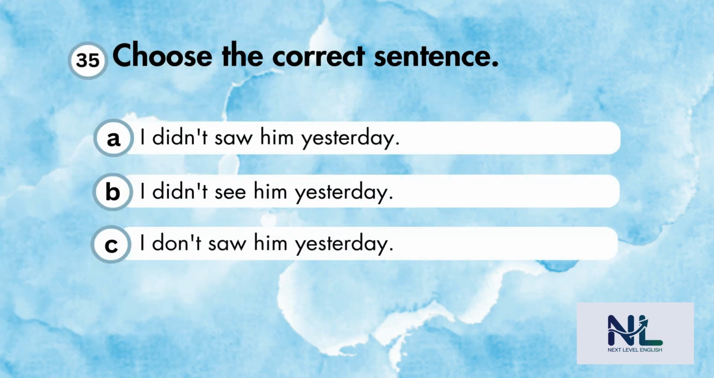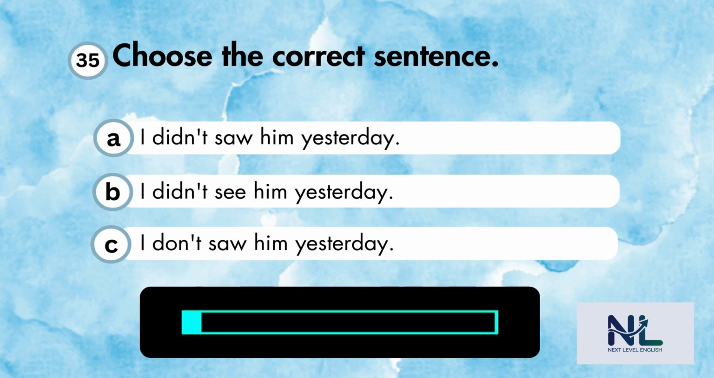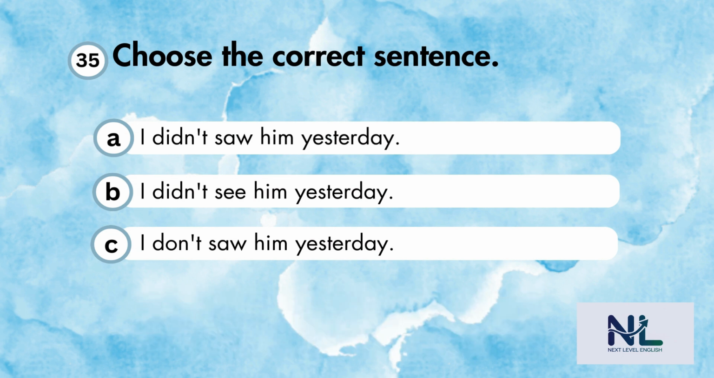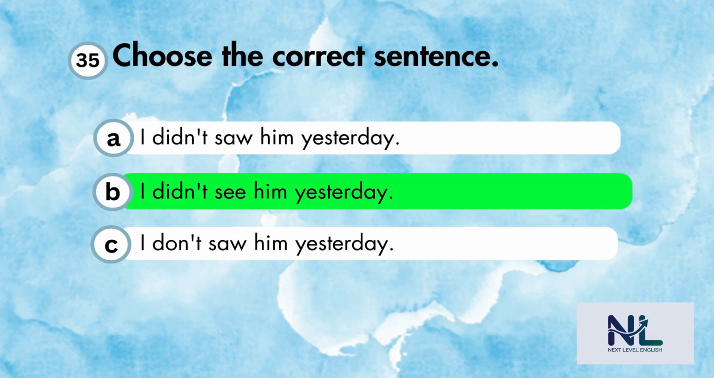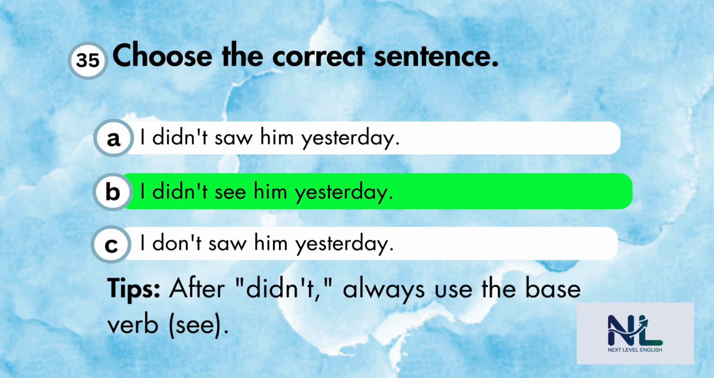35. Choose the correct sentence. I didn't see him yesterday. Tips: after didn't, always use the base verb, see.